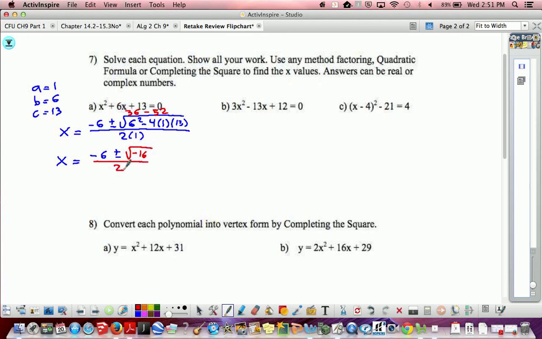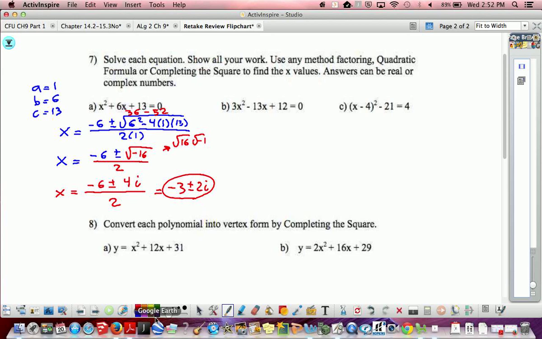Ooh, negative. Well, that's negative 6 plus or minus the square root of negative 16. Well, square root of 16 is 4. Square root of negative 1 is i, all over 2. Again, square root of 16 is 4, square root of negative 1 is the i. Now, this one I can reduce because 2 goes into both, so I get negative 3 plus or minus 2i.